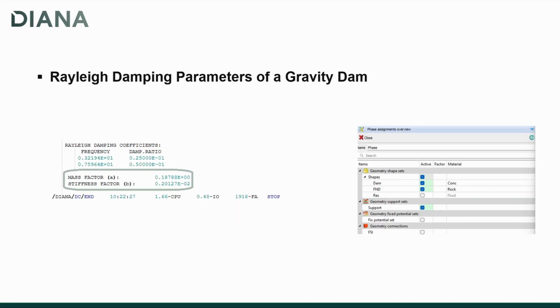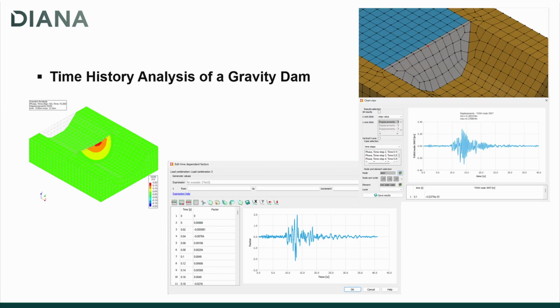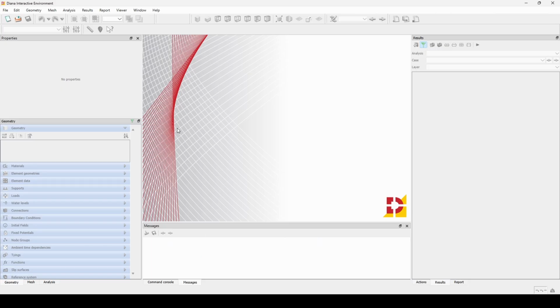After that, I will move to the second analysis to find the Rayleigh damping parameter, and the output of the second analysis can be considered as an input for the last one, I mean the time history analysis of a gravity dam. Let me move to the Diana environment to start the simulation.